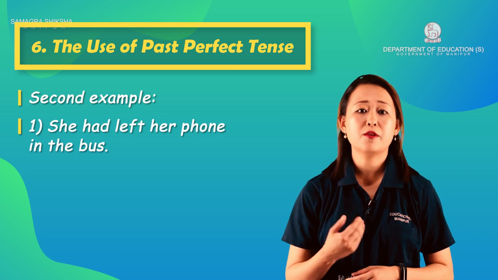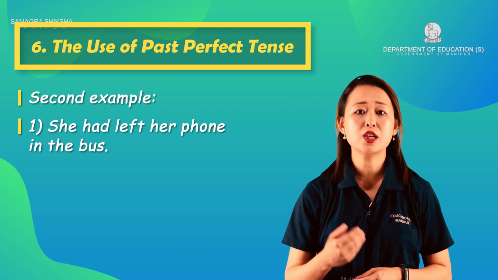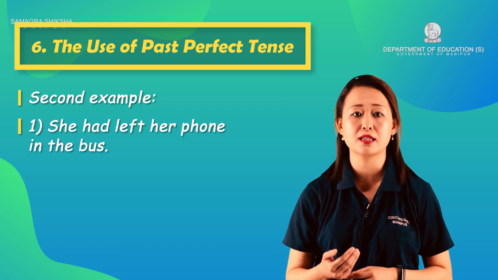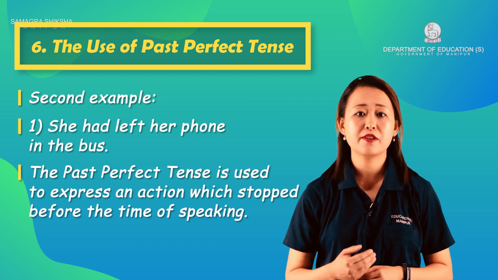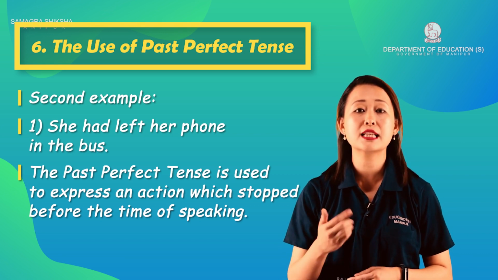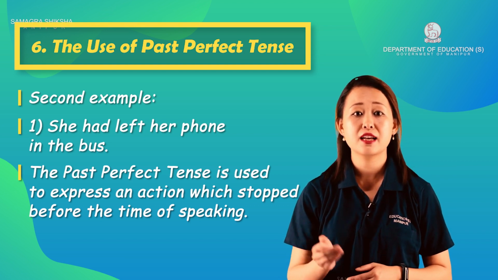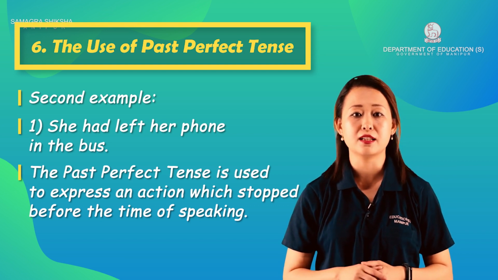The second use of the past perfect tense. Let us look at examples. She had left her phone in the bus. Here, the past perfect tense is used to express an action which stopped before the time of speaking. Before the time of speaking, the action left had already been completed.